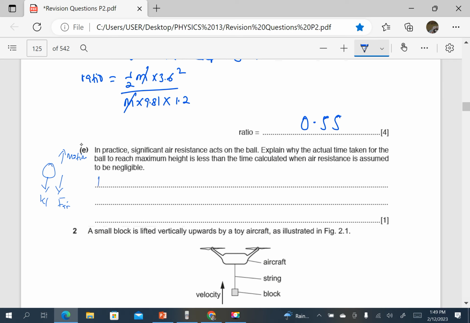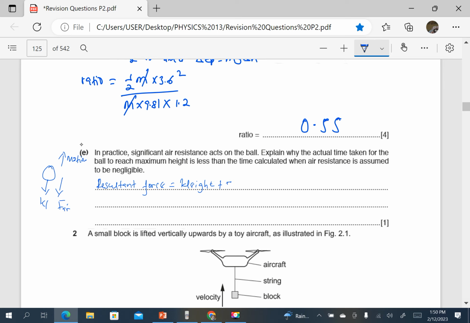So we can say resultant force is equal to the weight plus the force due to air resistance. Resultant force is equal to the weight plus the force due to air resistance. Because the two are downwards, the resultant force is greater.